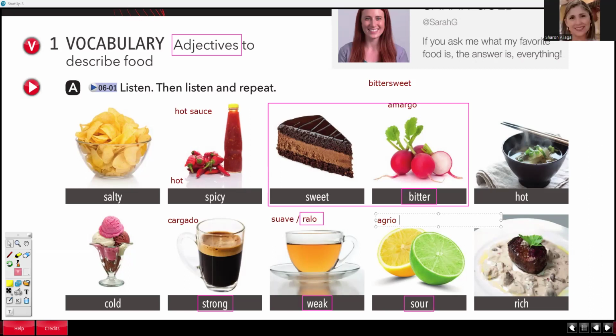But the lemon is not agrio, it's ácido. When your lemons are old, probably it's sour. Exactly. But when it's fresh, it's not sour, it's ácido. Acid. Oh, all right. Okay. Now let me think about cooking. You know that I don't cook, so I have no idea.